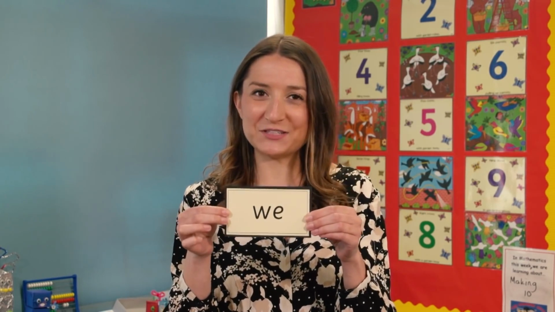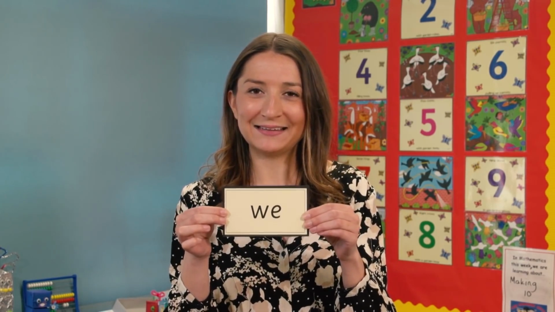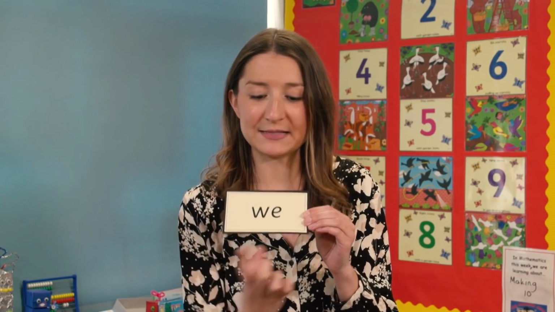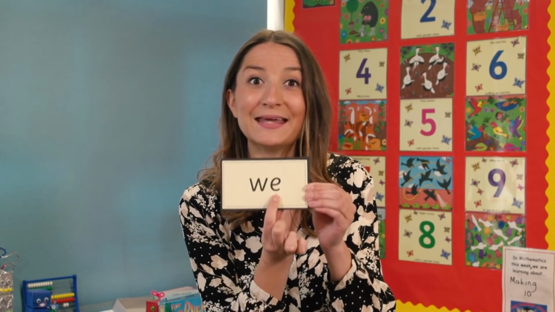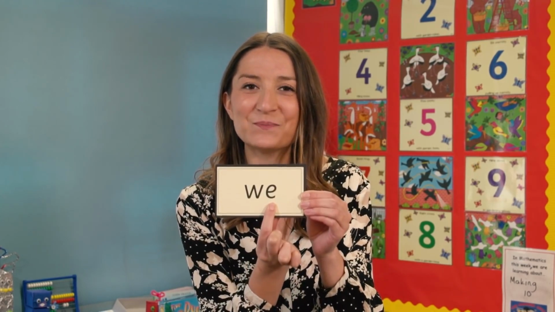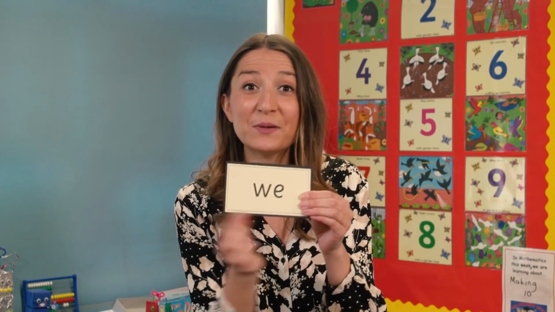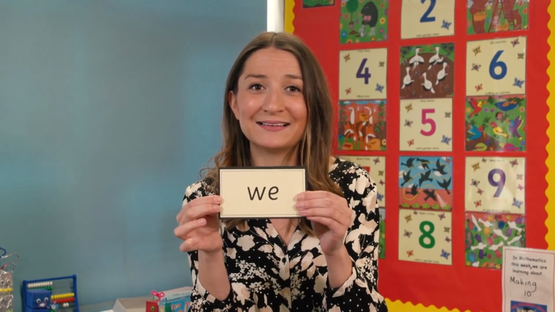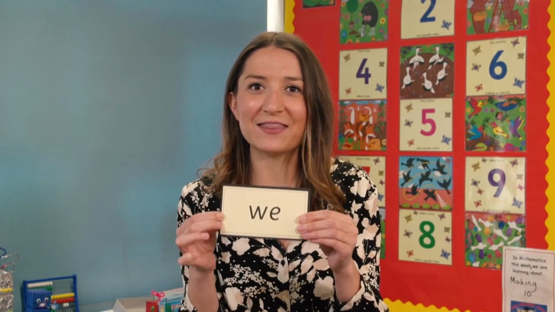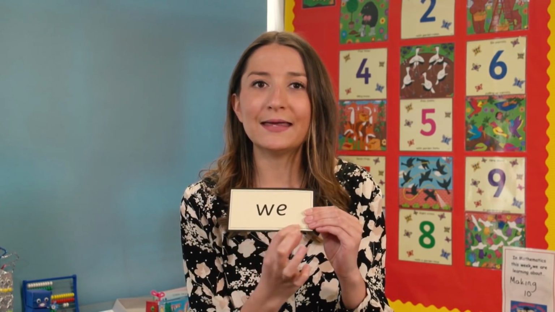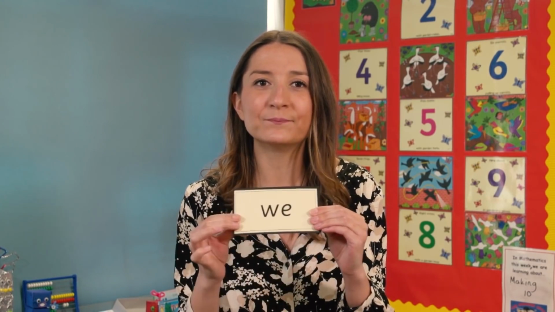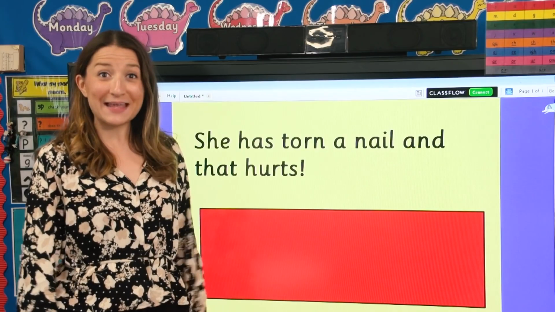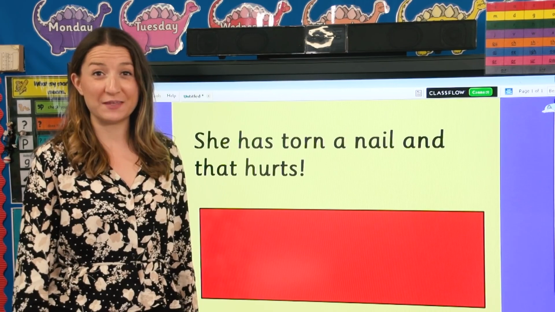Can you remember which bit is tricky? Yes, the tricky bit is, says E. Can you read the word? Let's read it together. W-E, we. Fantastic. Great reading, children. Now, let's read some sentences with our new grapheme in it.